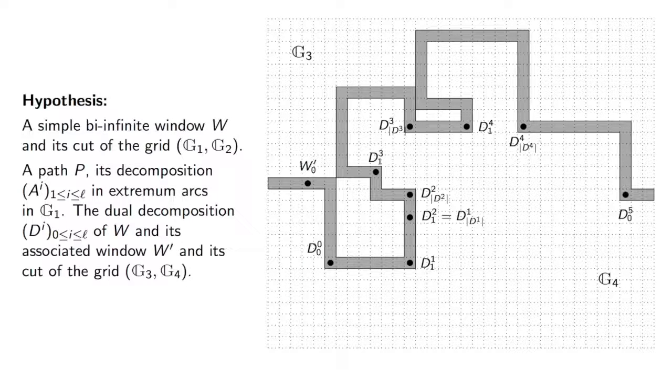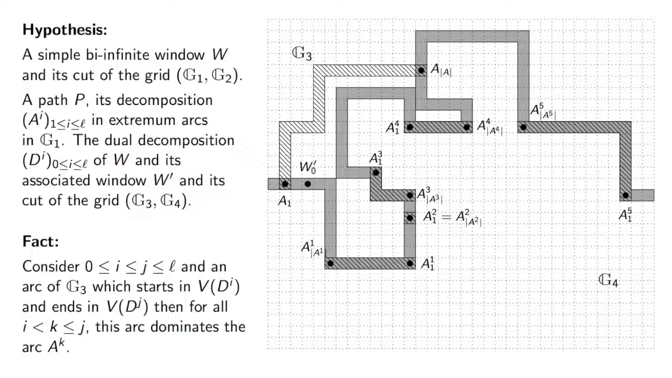Now consider the window W' associated to the decomposition of P in extremum arcs. This window is in gray and we remind that it is made of the concatenation of the dual segments with the arcs of the decomposition. The graphs G3 and G4 are the cut of the grid associated to W'.